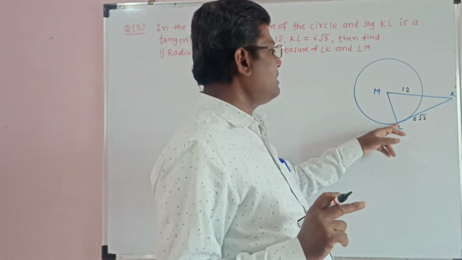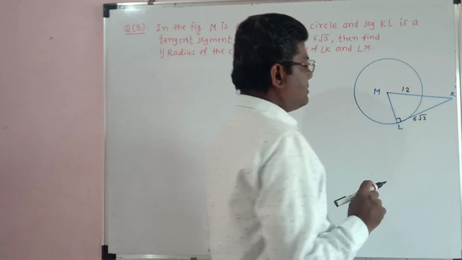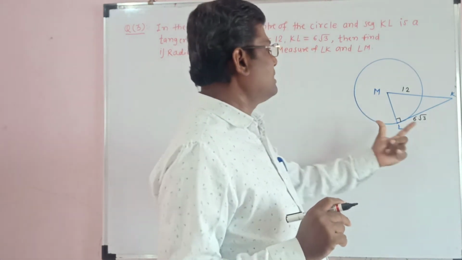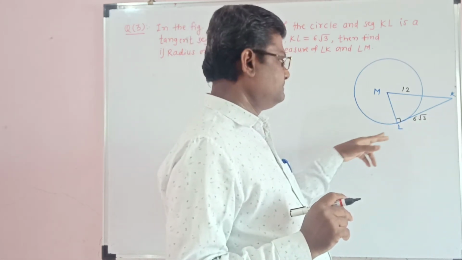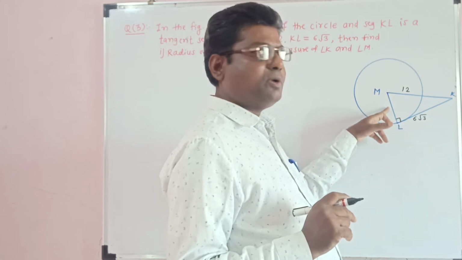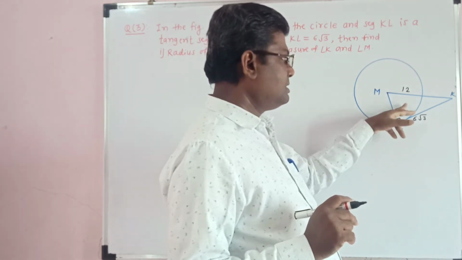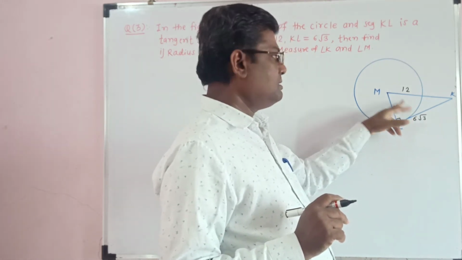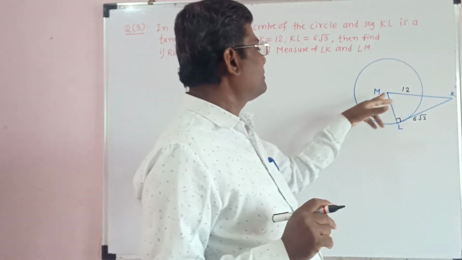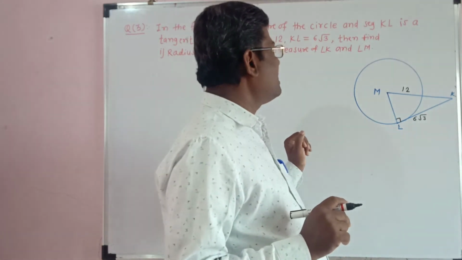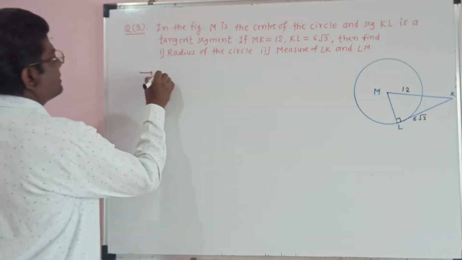Now in triangle MLK, this angle is 90 degree because ML is a radius and KL is a tangent. So according to the tangent theorem, tangent is perpendicular to radius. Therefore this angle is 90 degree. So this is a right angled triangle. In this triangle we can apply Pythagoras theorem and we can find the radius ML. Now let's solve.